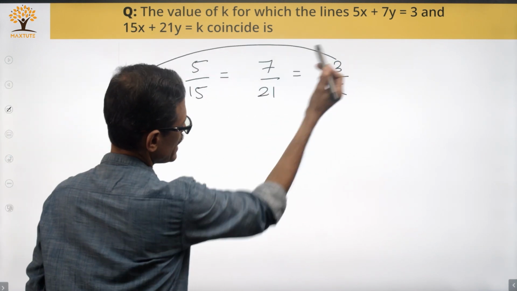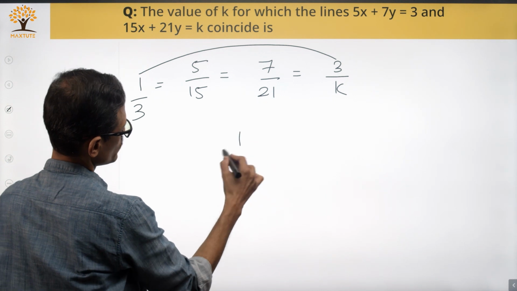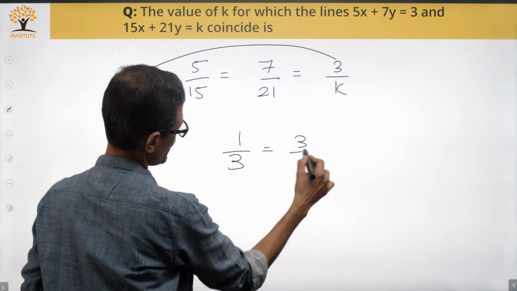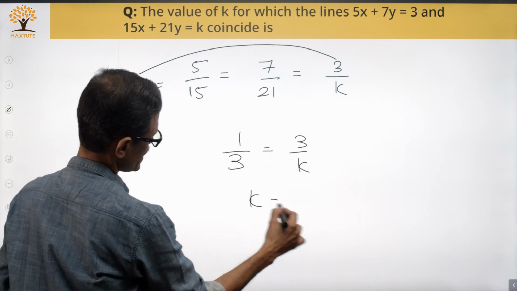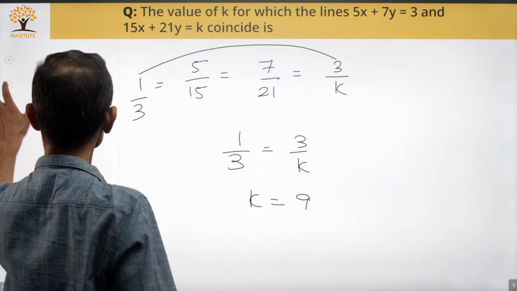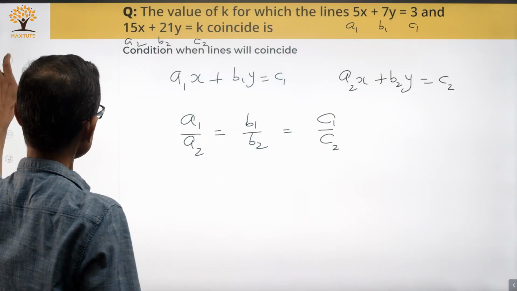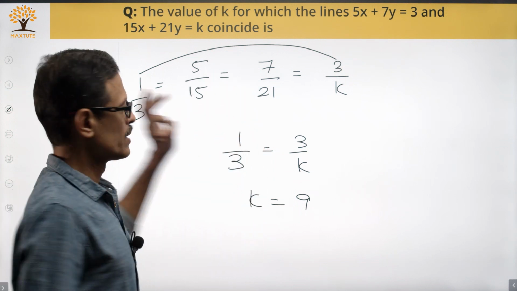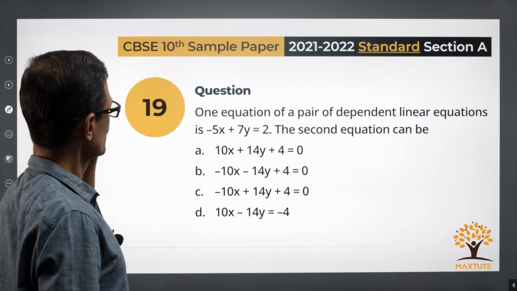So equate 1 by 3 to 3 by k to find the value of k. So 1 by 3 is equal to 3 by k. Cross multiply, the value of k is equal to 9. I think choice A is the correct answer to this question, right? So very straightforward, you guys would have cracked it, not a problem at all. Quickly move on to the second one.